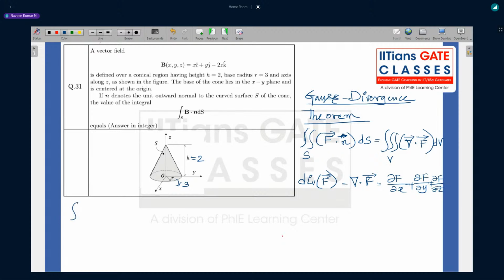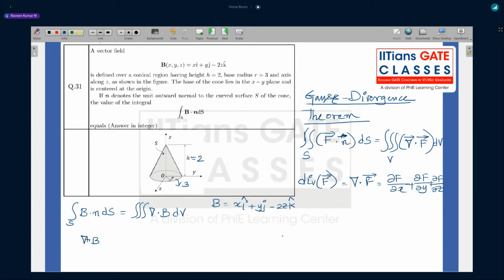Now let's convert this. What have they asked? They have asked for the surface integral of b dot n dS. Simply convert it into a volume integral, that is a triple integral of the divergence of this b dV. So let's calculate. What is b given? B is equal to x i cap plus y j cap minus 2z k cap. Okay, so let's calculate this.